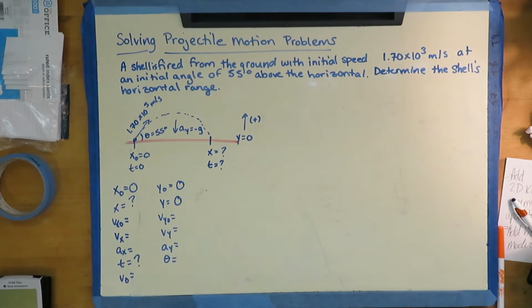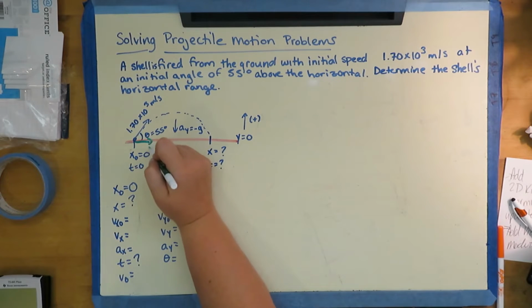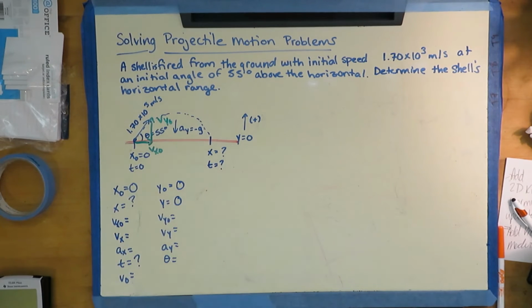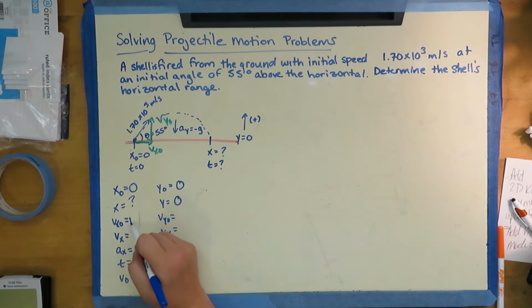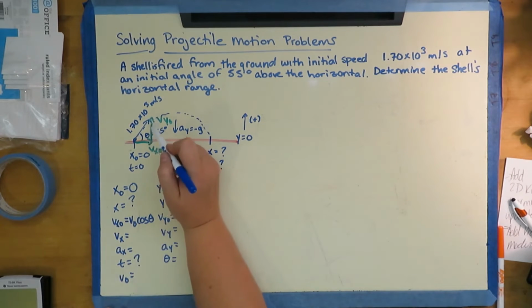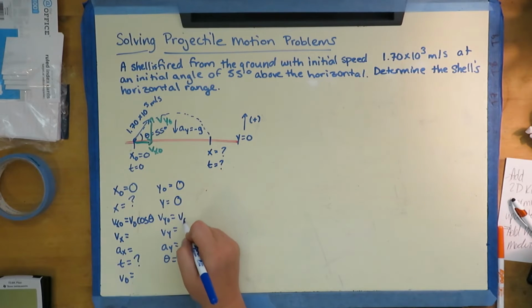So I can resolve this Vx0 and this Vy0 into components based on trig. I know that the horizontal component's the adjacent side, so that's going to be V0 cosine of theta. And then the y component's the opposite side, so it's going to be V0 sine theta.